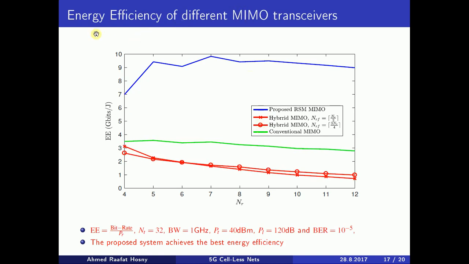So this graph shows the energy efficiency. The energy efficiency is defined as the bit rate divided by the receiver power consumption. We are considering a number of transmit antennas equal to 32, bandwidth 1 GHz, transmit power equal to 40 dBm, path loss 120 dB, and bit error rate 10 to the power of negative 5. As we can see, the proposed architecture is the most energy efficient, while the hybrid is the worst.